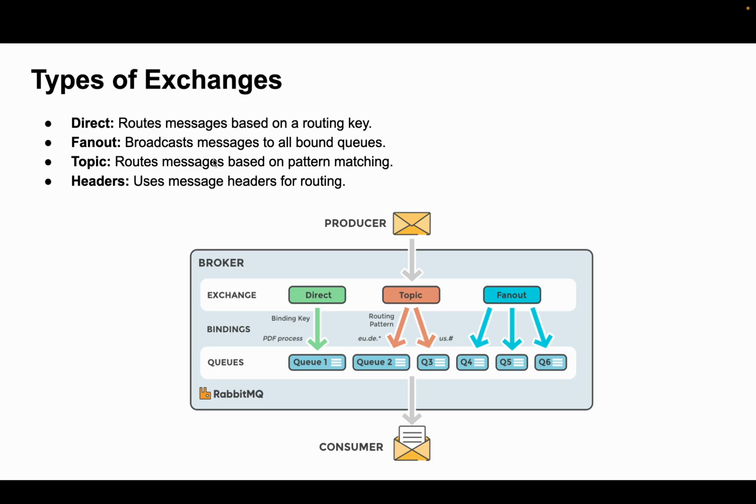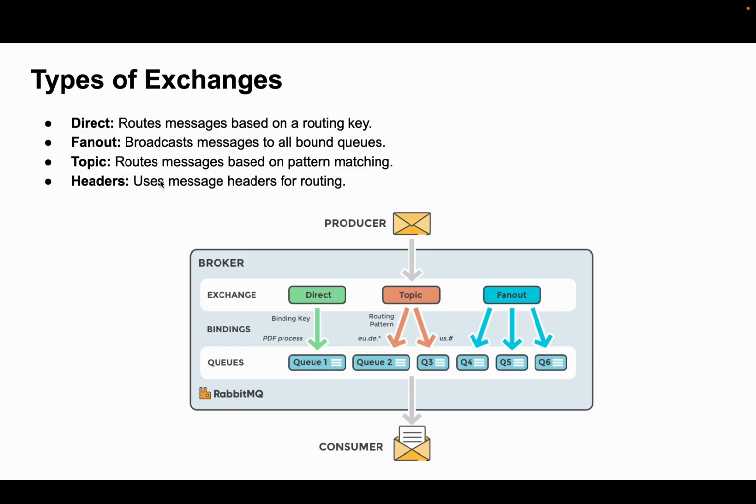So in fanout, by this diagram, you can consider that if a fanout exchange is implemented, then it will broadcast the message which it gets from producer 1 to almost all the consumers which are part of the RabbitMQ or your architecture. So it will broadcast everything.